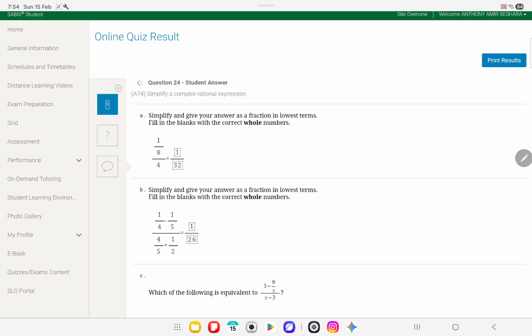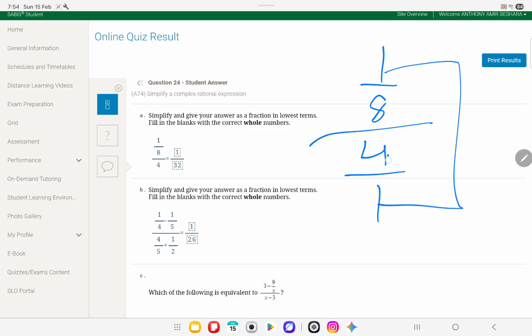Here it's 1 over 8 all over 4 over 1. 4 times 4, close times close, it'll be 1 times 1 is 1 over 4 times 8, which is 32. 1 over 32.